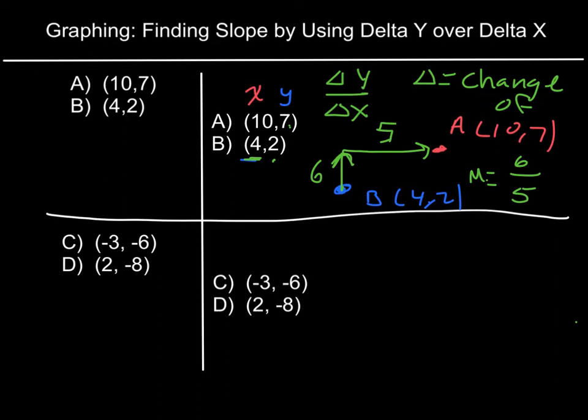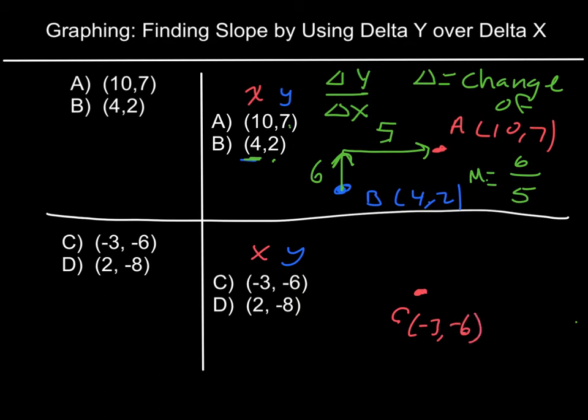Okay, looking at the next one. So I'm going to do the same thing here. So there's my x, and here's my y. I'm going to plot my point A, or excuse me, my point C is right here. And so that's point C, which is (-3, -6).